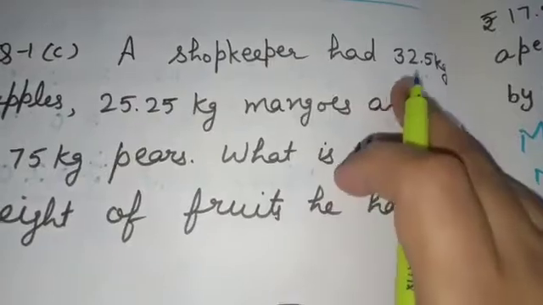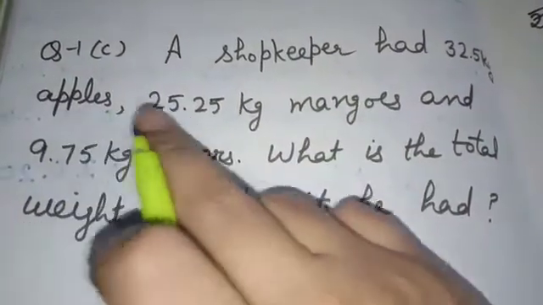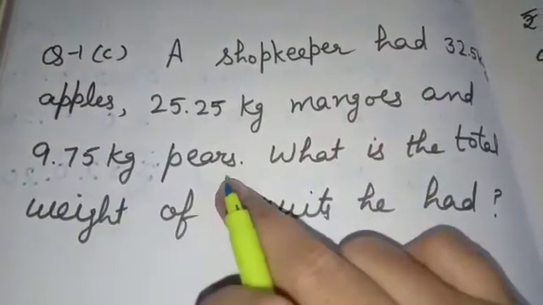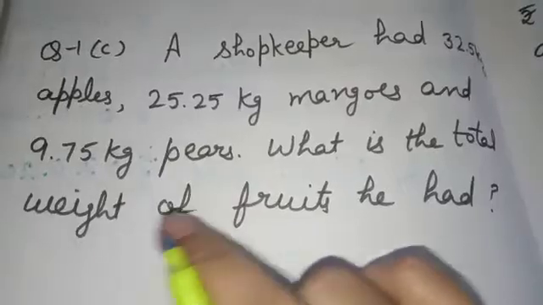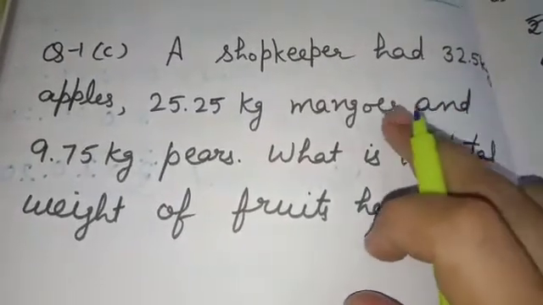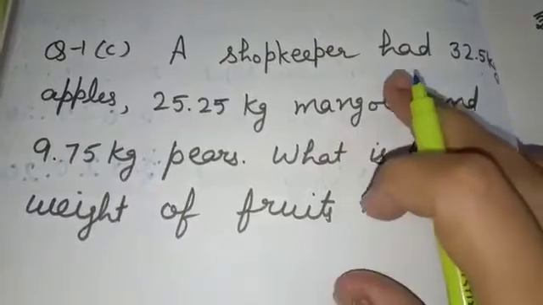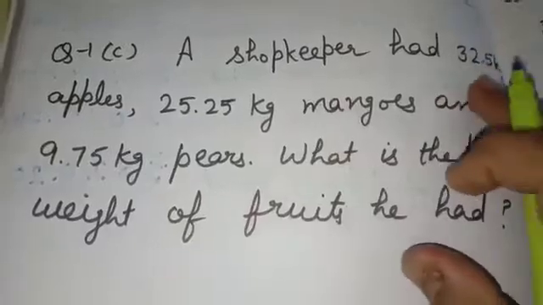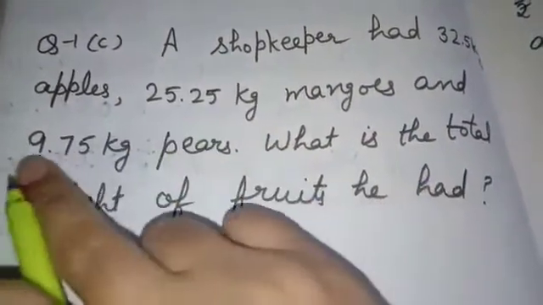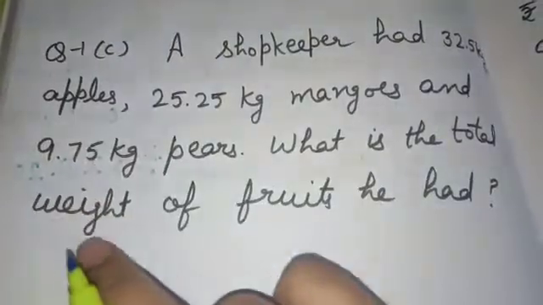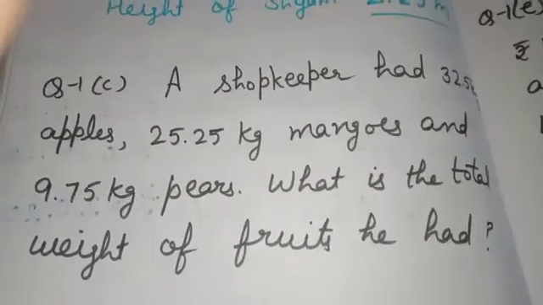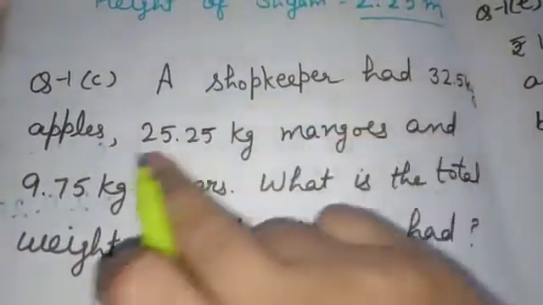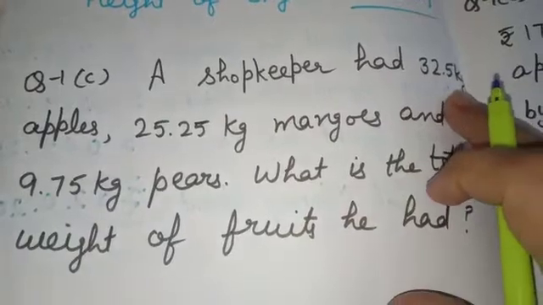A shopkeeper had 32.5 kilogram apples, 25.25 kilogram mangoes and 9.75 kilogram pears. What is the total weight of fruits he had? So, such kind of questions we have already discussed, that this quantity of apples. So what will we write? Weight of apples, weight of mangoes, weight of pears. Then add all the things to find the total. Total weight of fruits, we will just add all the things. Okay, so this question you will do on your own.